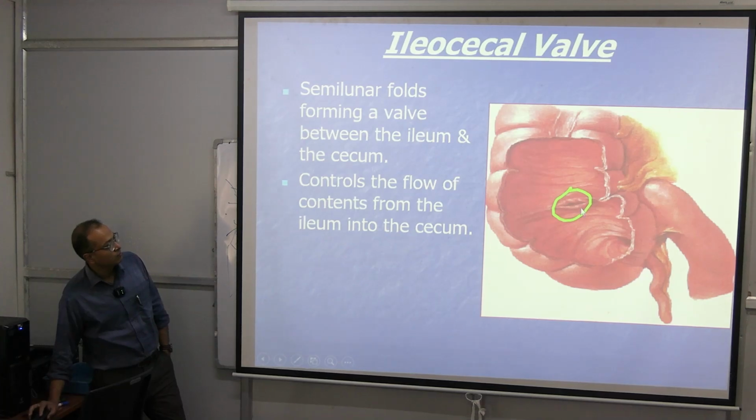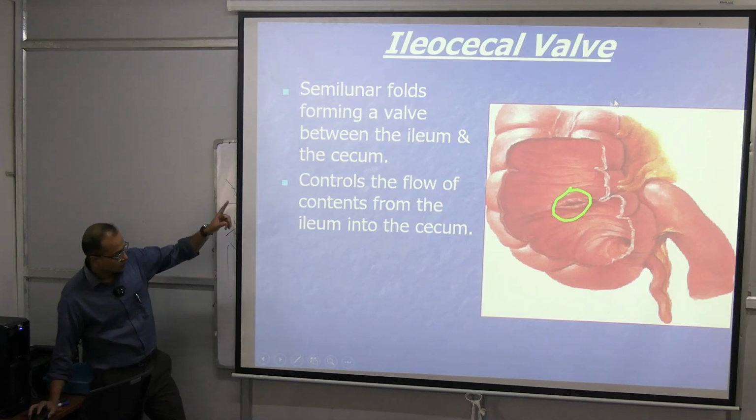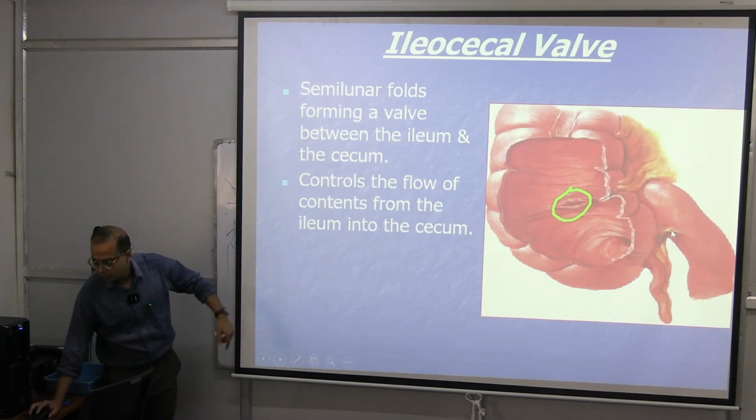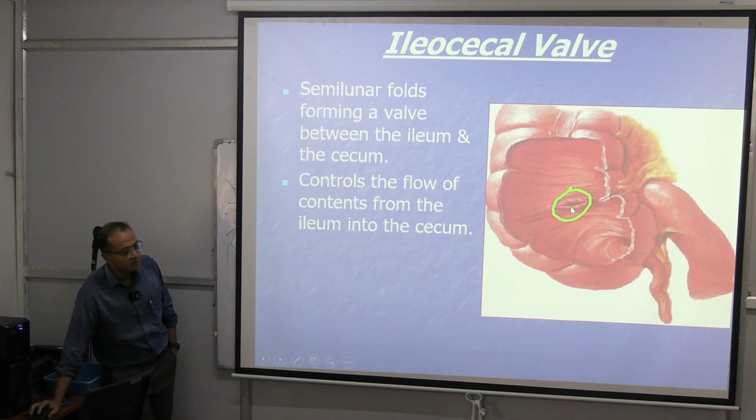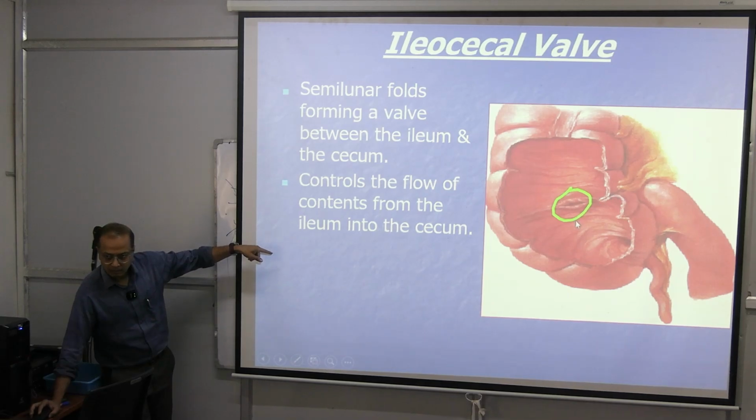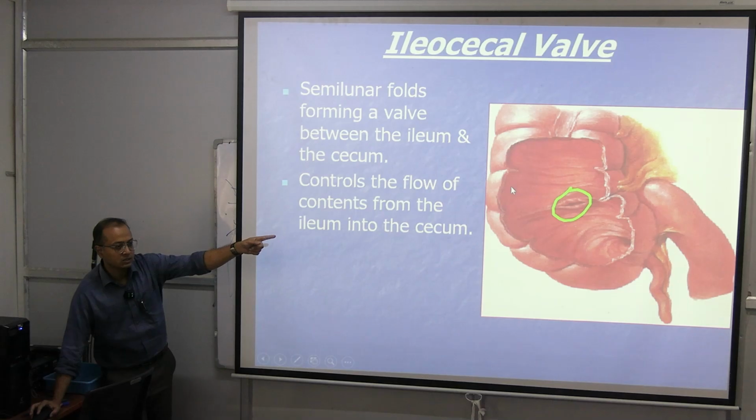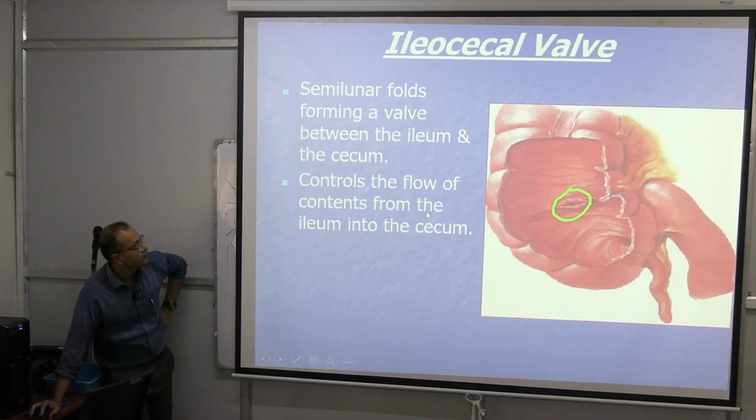The ileocecal valve is present in this region, between the ileum and the cecum. Material can come from the ileum side going to the cecum, and the reverse flow is stopped here. So this valve is guarding, making a one-way channel for the food passage from the ileum, that means the small intestine, to the large intestine. From the large intestine to the small intestine, the backflow doesn't happen.